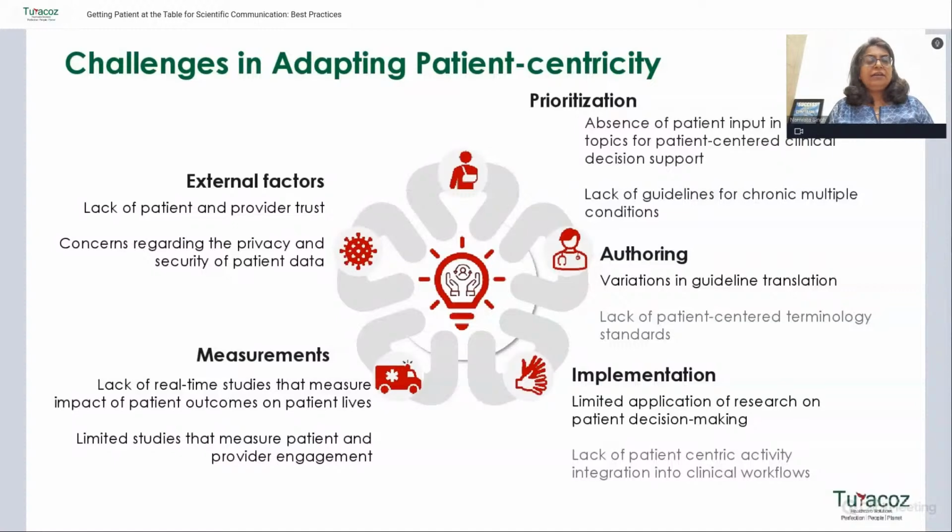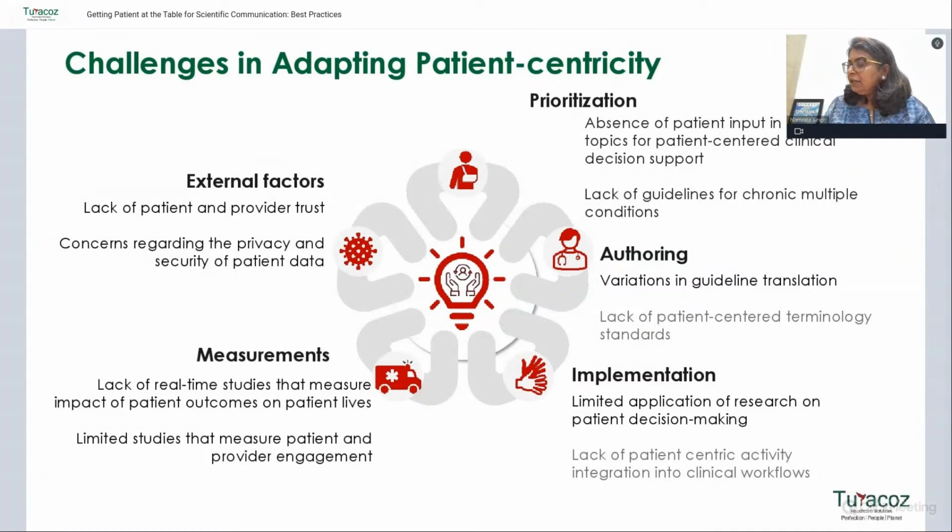So there are external factors, among which the most common is lack of patient and provider trust. Patients may not trust the provider, and they may not engage in the conversation with them. They may not come up with all the fears and concerns which they have. Then there are concerns regarding the privacy and security of patient data. This obviously is another external factor which is very important to consider. Then prioritization. Are we prioritizing the reasons or causes which are important for that specific patient?